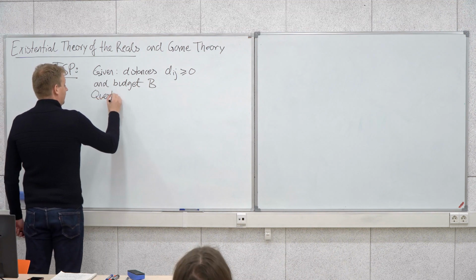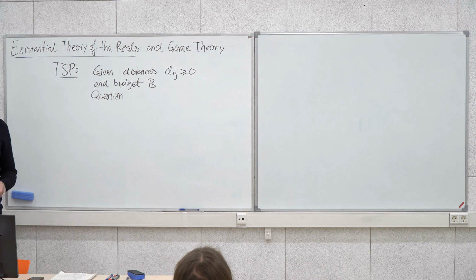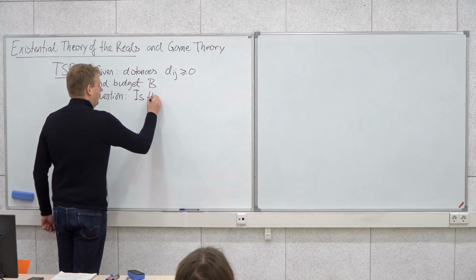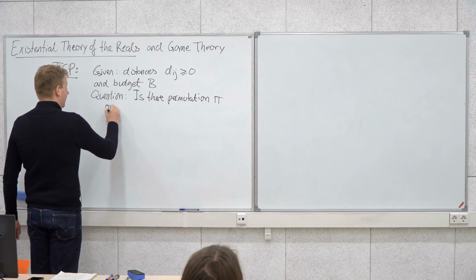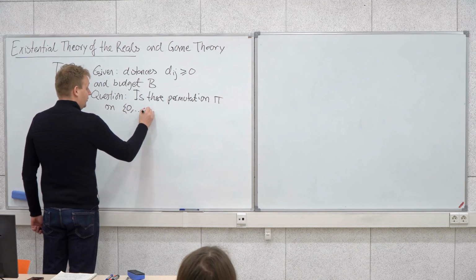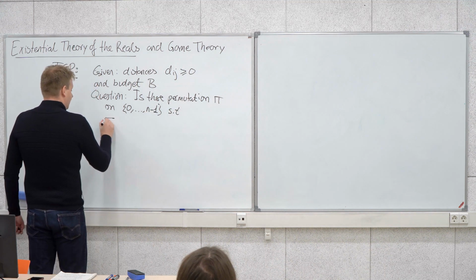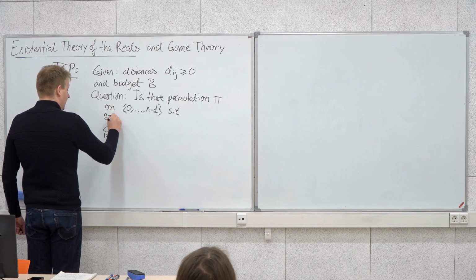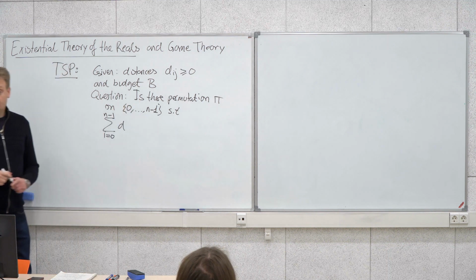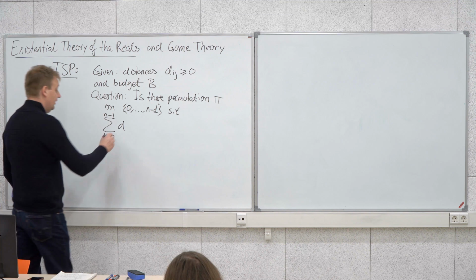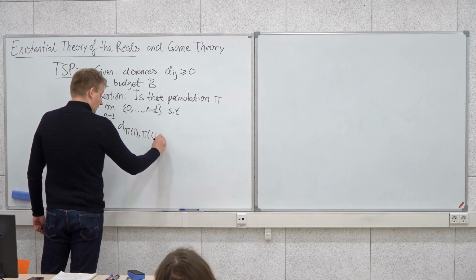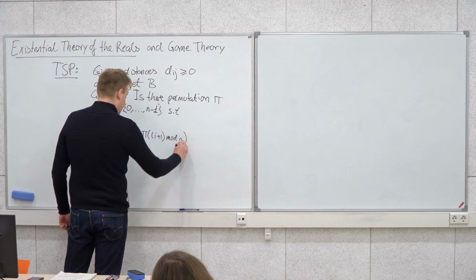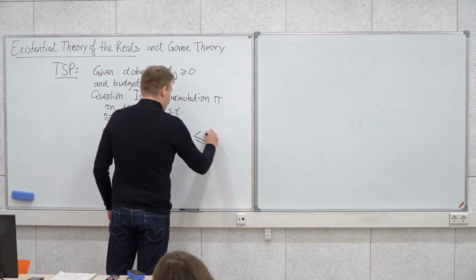The question is, is there a TSP tour visiting all the cities in such a way that the total distance traveled is less than or equal to the budget? So is there a permutation pi on the set of cities, and let me number them from 0 to n-1, such that the distance, so we sum from 0 to n-1, we let pi_i be the ith city visited along the tour, so we take the distance d(pi_i, pi_(i+1)), and then we do mod n to keep it in the range. We want to see if this is less than or equal to the budget.